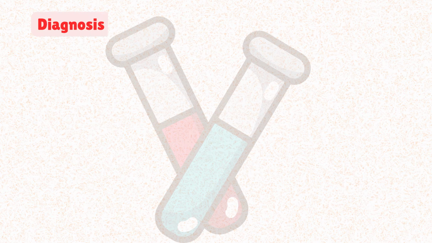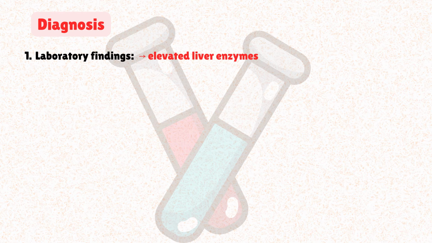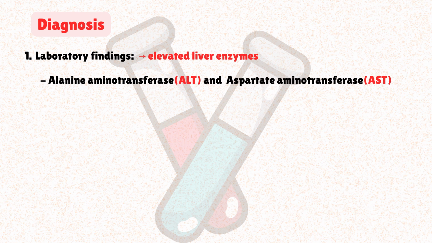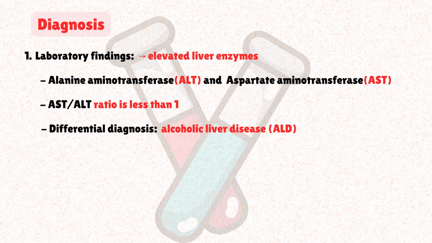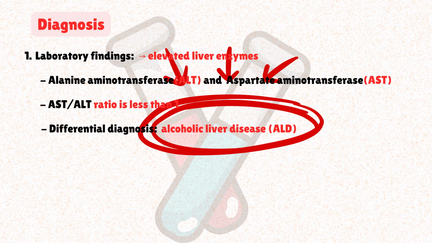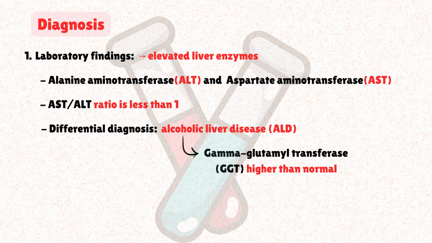When it comes to the diagnosis of non-alcoholic fatty liver disease, let's start with initial lab work. Look for incidentally elevated liver enzymes, particularly alanine aminotransferase and aspartate aminotransferase. Often, the AST-ALT ratio is less than 1 in non-alcoholic fatty liver disease, which can help differentiate it from alcoholic liver disease. From clinical practice, we often see patients with alcoholic liver disease and gamma-glutamyl transferase higher than normal. So this will be a major indicator of what we're looking at.